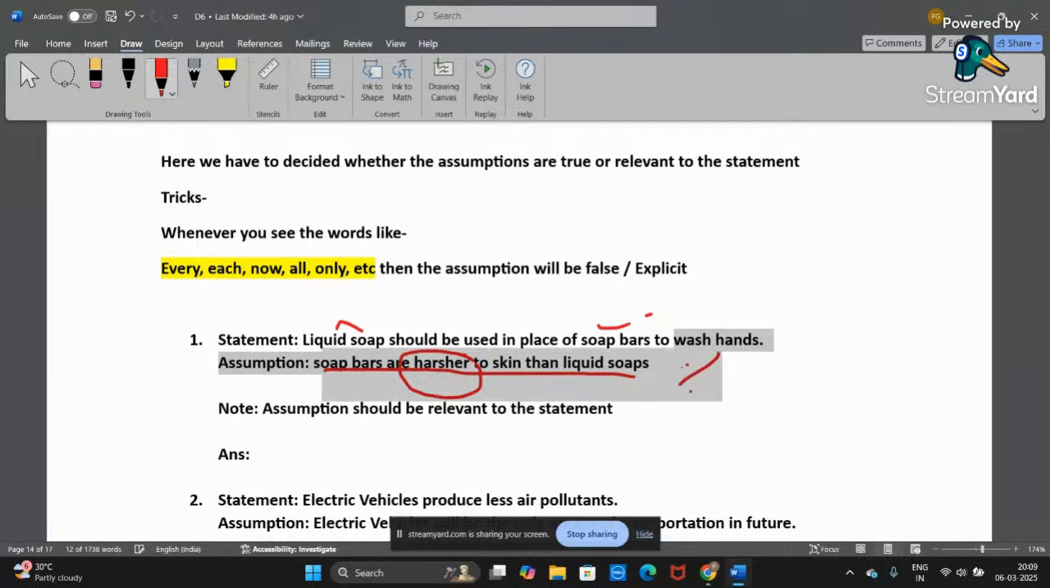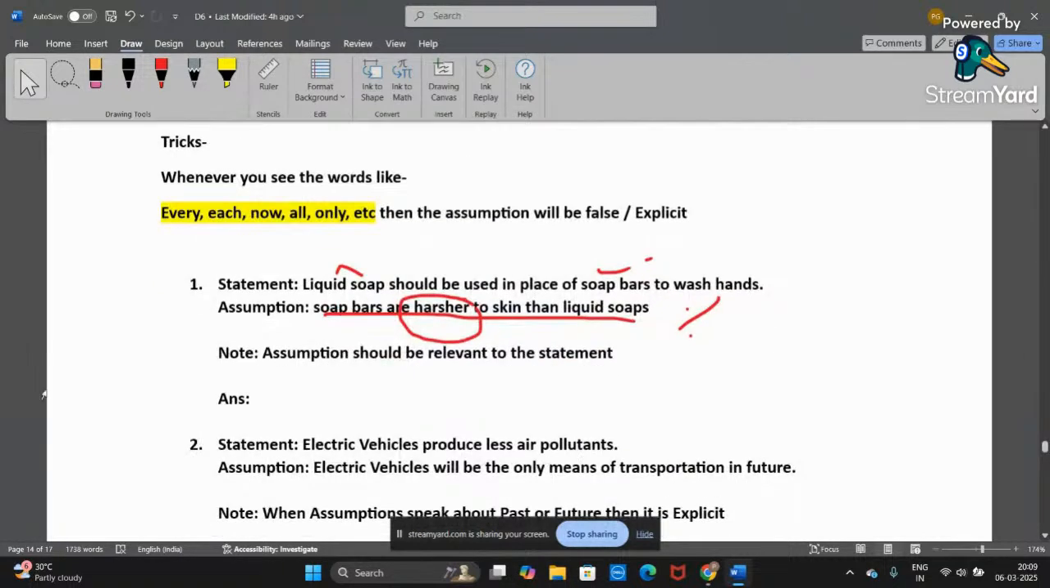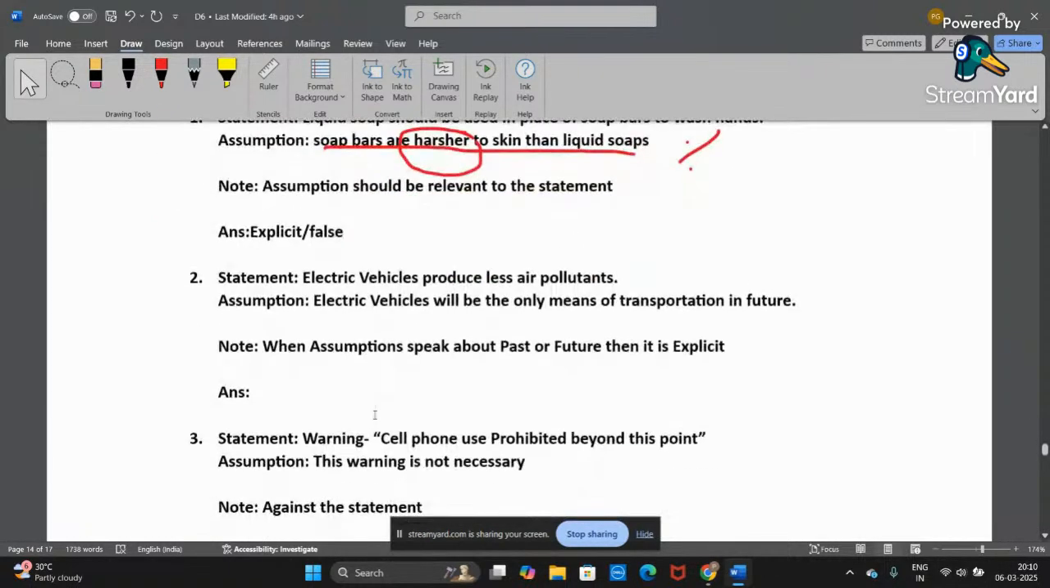So this is wrong. So the answer is explicit. If it is wrong, we'll tell it as explicit or false. If it is right, then we'll use the word implicit. Here the answer is explicit or false. If it is true, then you have to use implicit.